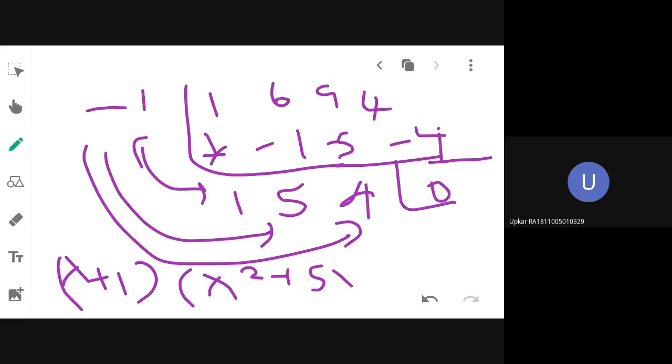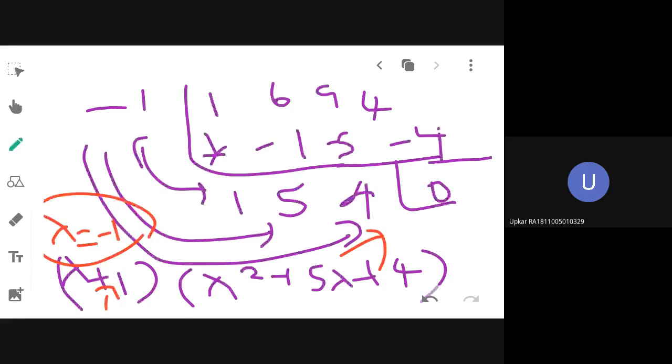Now you can easily find out the roots. What are the various roots that you are having? From this, the root is lambda equal to minus 1. From this quadratic equation, you can easily find out the remaining 2 roots. Find the roots and tell me. With that, we will wind up the class. Lambda is equal to minus 4, then minus 1. Yes, so these are the 3 roots.